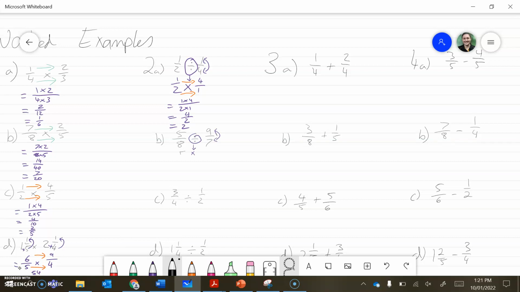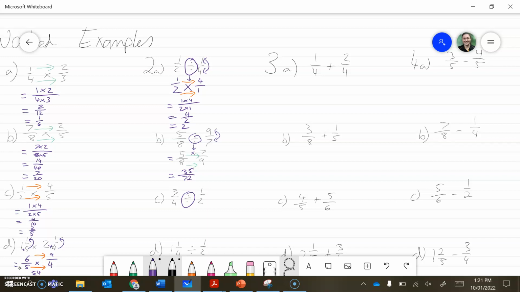Our second example, we switch our operation and we flip our second fraction. So you're going to have 5/8 times 7/9. We go across our numerators, across our denominators. So 5 times 7 is 35, and 8 times 9 is 72. You then have a look at your fraction and say, okay, do we have any common factors between the two? In this case, no, so that is in simplest form.